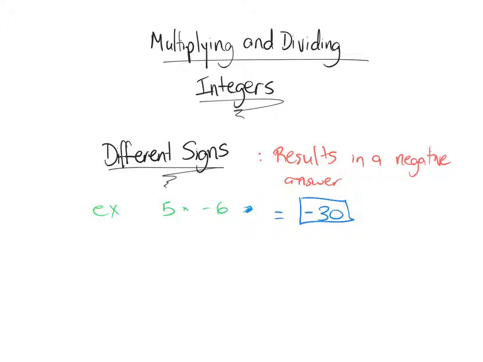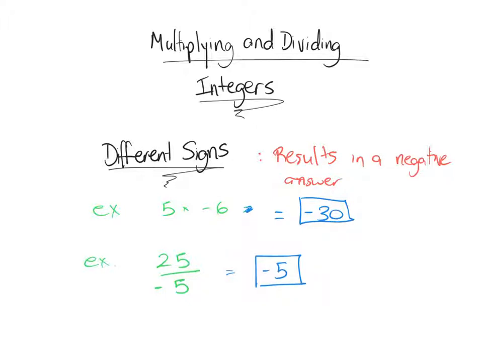Let's try a division. So let's say we're doing negative 25 divided by 5. Notice I wrote it differently, a little bit of variety. So negative 25 divided by 5. There we go. All right, so one is negative, one is positive. That means the result should be negative, and the result is negative 5.